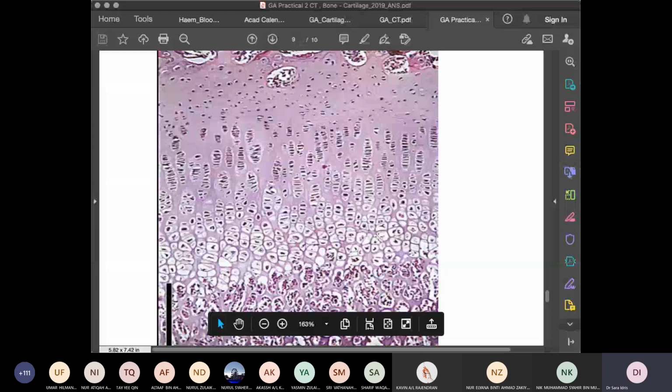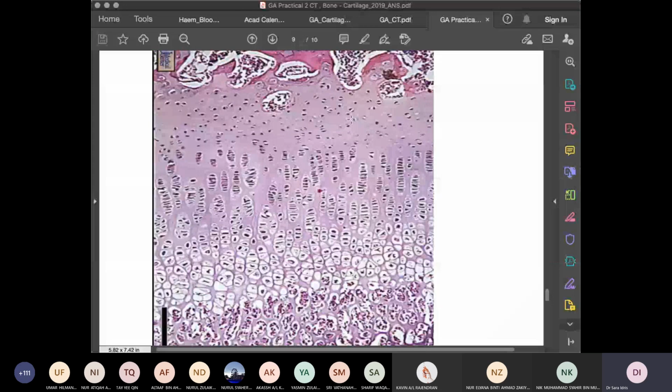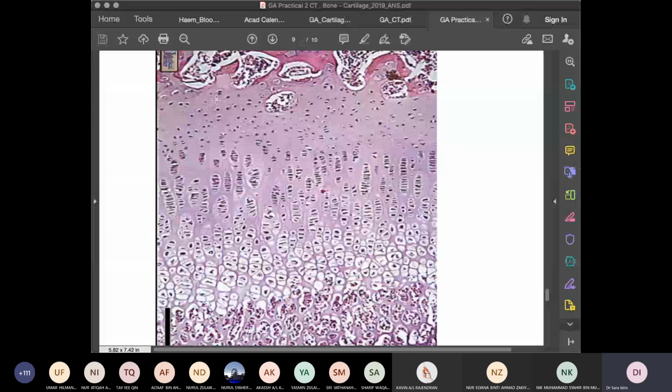So the first zone is located here. You can see that you have a few cells, and the cells are all very randomly arranged. There's no organization to it. You have your chondroblasts just living on the fringes of the epiphyseal plate, and this here is called the zone of reserve cells.